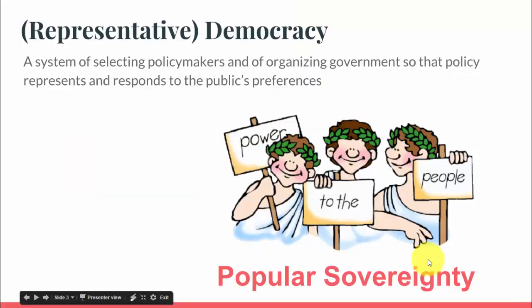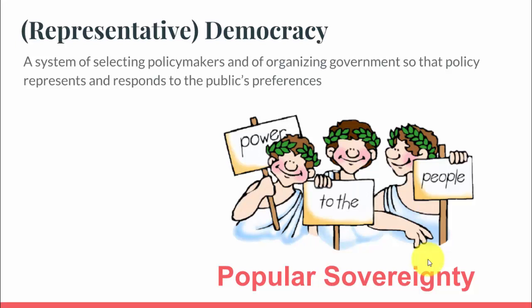The overarching concept that we are going to look at is representative democracy. A democracy is a system of selecting policymakers and of organizing government so that policy represents and responds to the public's preference. I emphasize the word representative because, as you might have learned in previous years, there is also a direct democracy in which people directly participate in all decision making. This is highly impractical. In a representative democracy, the people choose their leaders to represent them and make decisions on their behalf. This is often connected with the idea of popular sovereignty.